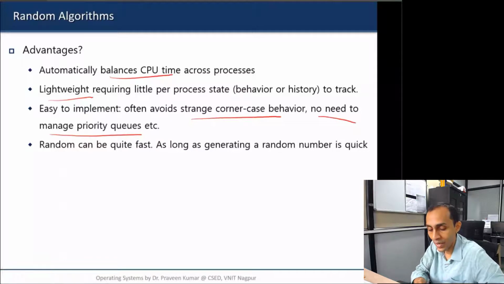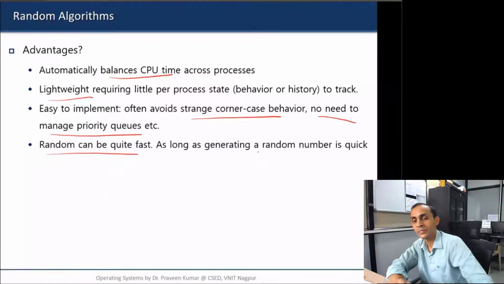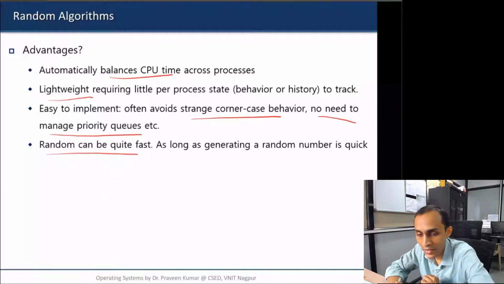And it can be quite fast. The scheduler can run very fast because all you have to do is call a pseudo random number generator, and as long as that function is fast, it can run very quickly.